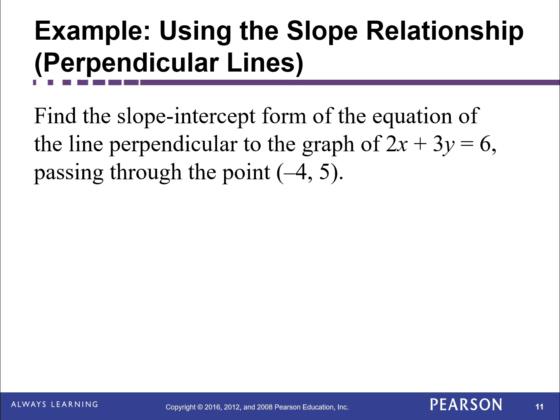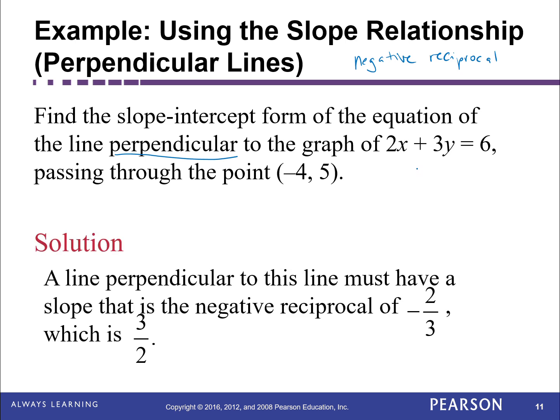All right, let's try this one. It says use the slope relationship. Okay, talking about perpendicular lines. It says find the slope-intercept form of the equation of the line perpendicular to the graph of 2x + 3y = 6. Now, key points here. Perpendicular means we're looking for the negative reciprocal of our original slope. Now, we don't have our original slope, okay?